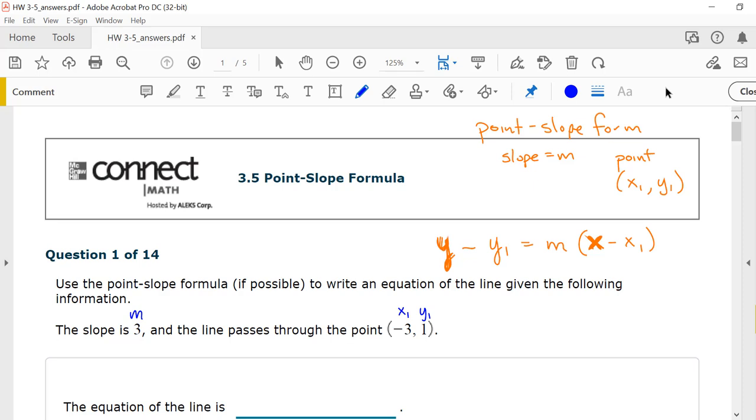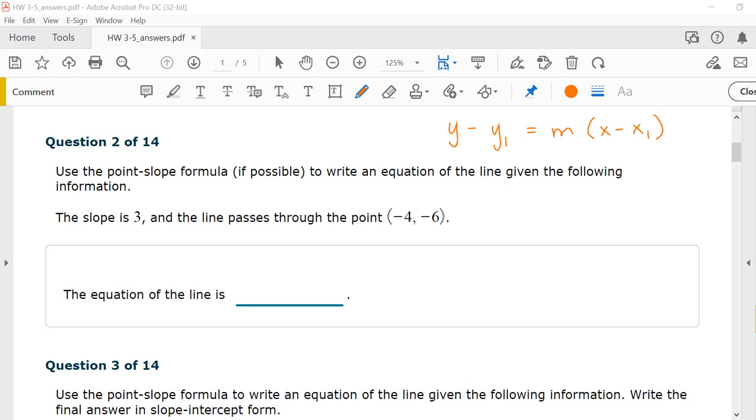So I'm going to write it as y minus y1, so 1, equals m, 3, times x minus x1, which is -3. So instead of writing x minus -3, I'm going to write x plus 3. There's the equation in point slope form.